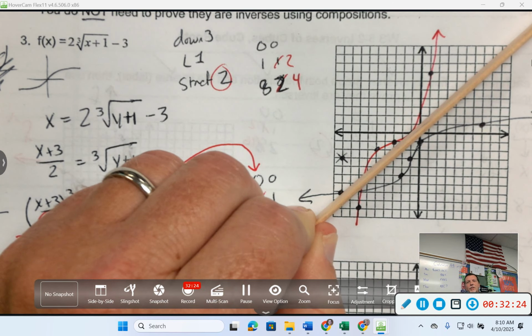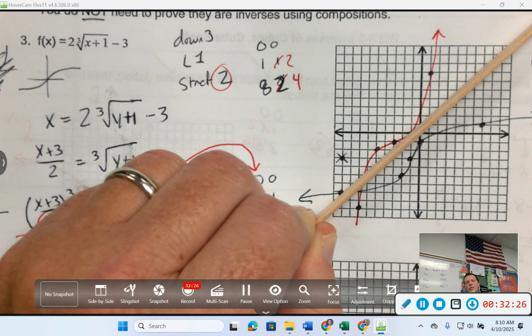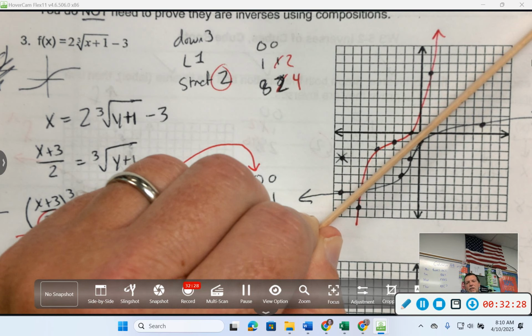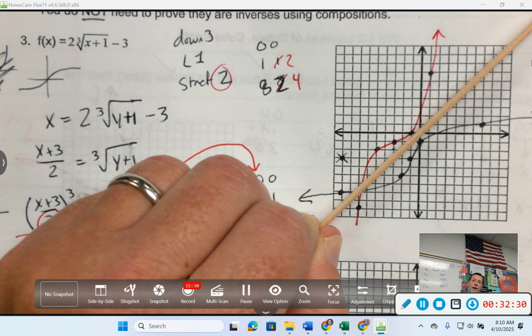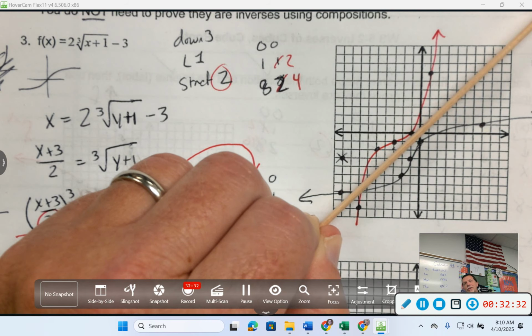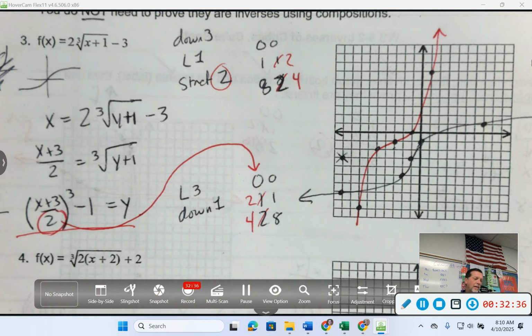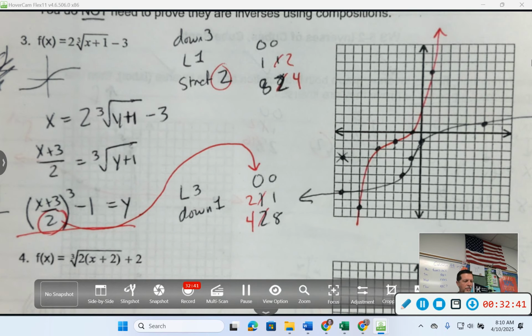Now again, if you don't graph enough points, or if your graphs are sloppy, it might not look perfect, but hopefully it looks like I graphed that one pretty good. So that one looks really good in terms of the symmetry. And then we're done with that one because we don't have to do the composition of functions business. 4 and 5, same kind of thing.